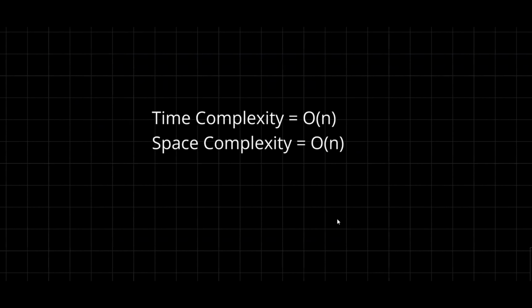In this program, the time complexity is big O of n because we have to iterate each of the elements of the input array. And the space complexity is also big O of n because we are using an extra map to store the frequency of the corresponding elements. That's why in the worst case, the space complexity is big O of n, where n is the size of the input array.